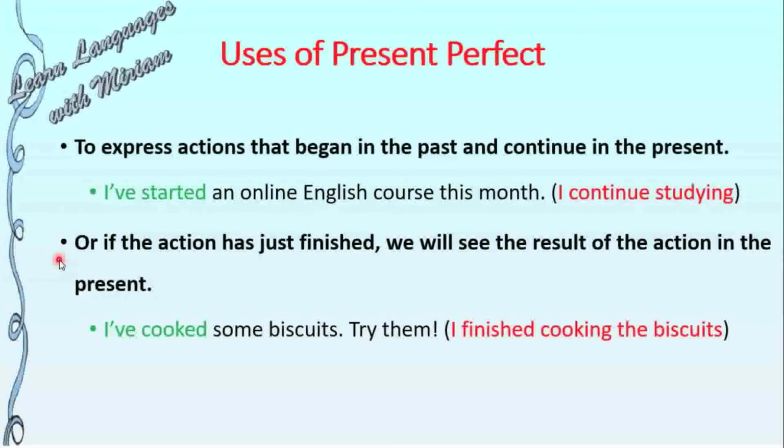Or we can use the present perfect if the action has just finished. We will see the result of the action in the present. For example, I've cooked some biscuits. Try them. So here, the action just finished. I just finished cooking the biscuits. So now you can try them. This action finished.